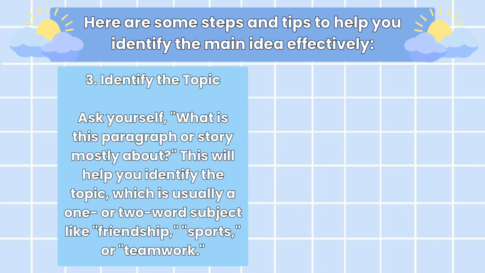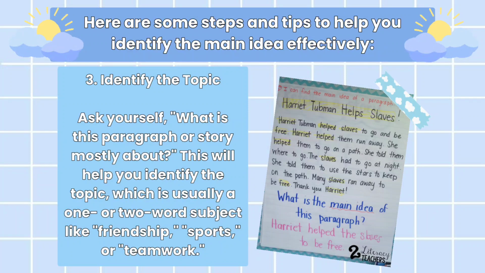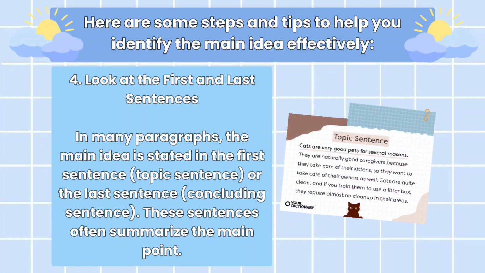Third, identify the topic. Ask yourself, what is this paragraph or story mostly about? This will help you identify the topic, which is usually a one or two-word subject like friendship, sports, or teamwork. Fourth, look at the first and last sentences. In many paragraphs, the main idea is stated in the first sentence, which is the topic sentence, or the last sentence, which is the concluding sentence. These sentences often summarize the main point.